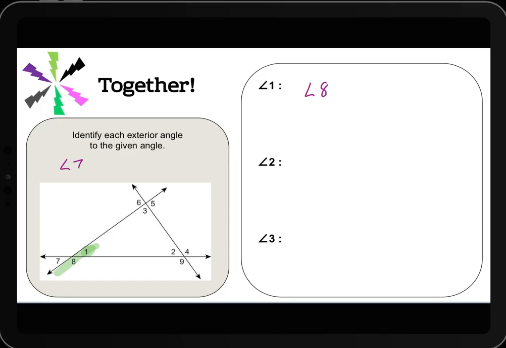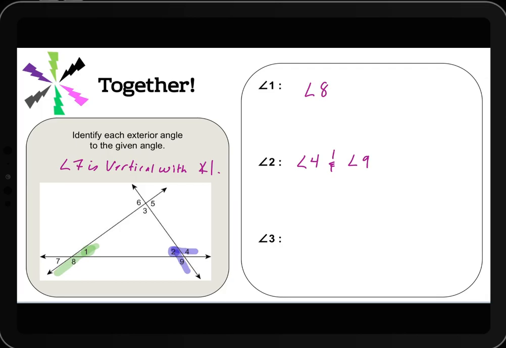Angle 7 is vertical with angle 1, so you can't say that it forms a straight line with it. It's a vertical angle. If you look at angle 2, it forms a straight line with both 4 and with 9. So angle 4 and angle 9 both form a straight line with that, which means those two angles, 4 and 9, are exterior to angle 2.